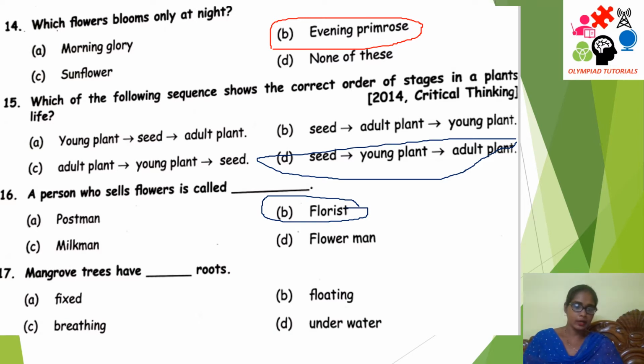Number 17. Mangrove trees have dash roots. So here you have four options: fixed, floating, breathing, underwater. So you know mangroves are found in the Sundarban region and they have breathing roots.